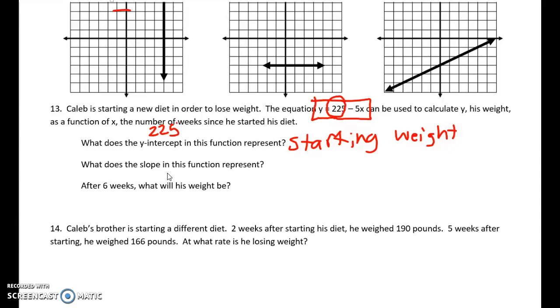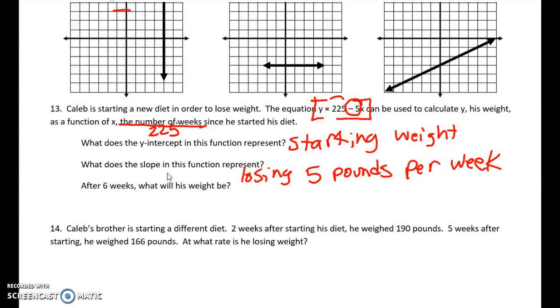What does the slope in this function represent? My slope here is negative 5. For every x, which is weeks, I have a negative 5, that means his weight is going down 5 every week. So the slope represents that he is losing 5 pounds per week.